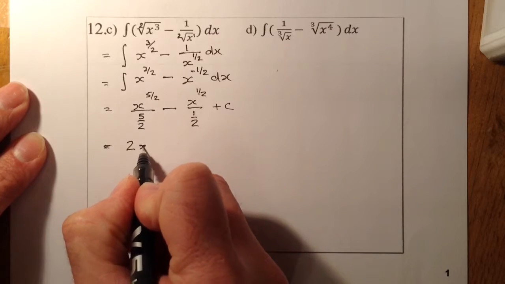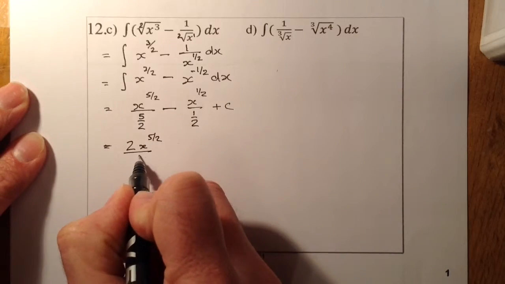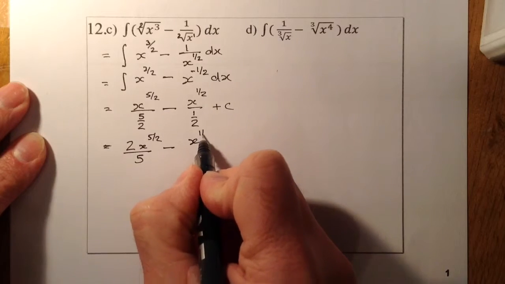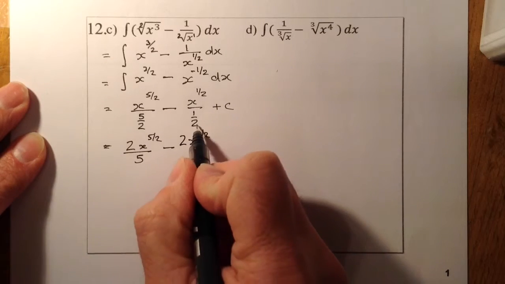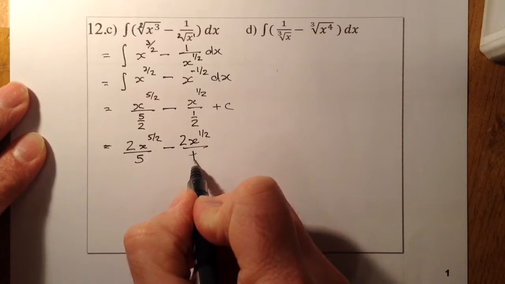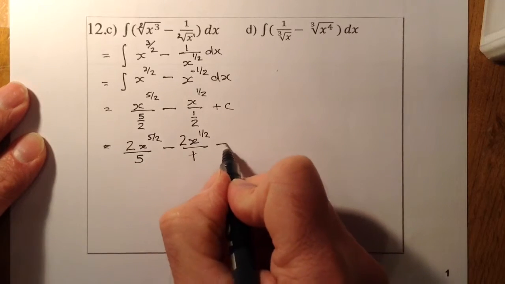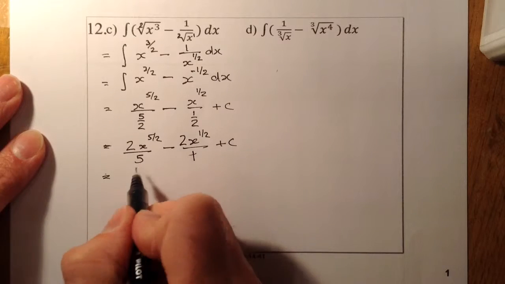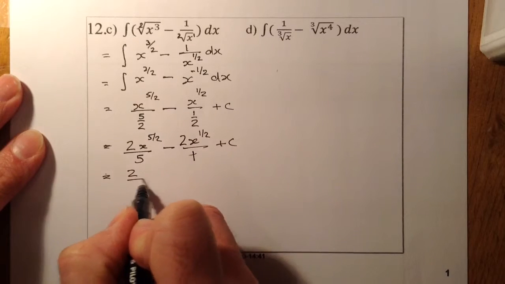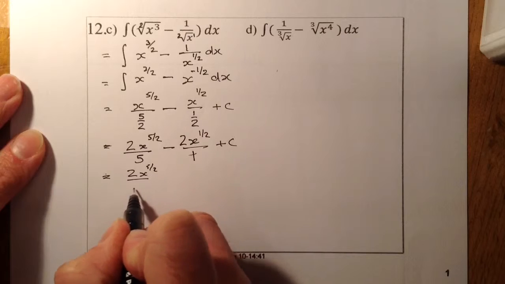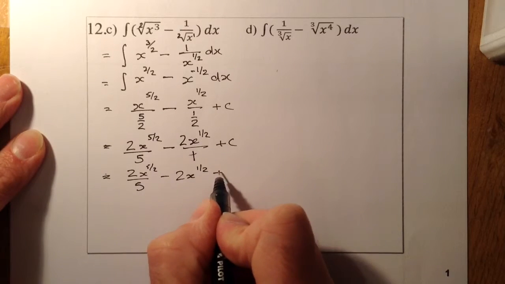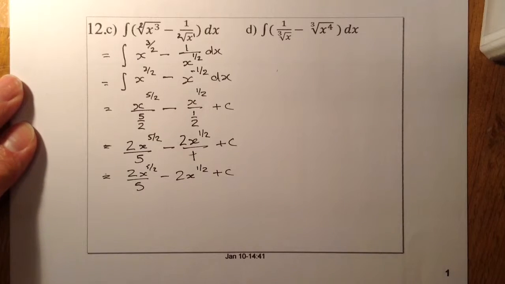So that will be 2x to the power of 5 over 2 all over 5. I've got minus x to the power of a half, and I've got a 2 in front there, and that will be a 1 on the bottom. And I'll just tidy that up as I go along. So just to look at that again, what I've got is x to the power of 5 over 2, 5 on the bottom, minus 2x to the power of a half, plus c, and I'll probably get my marks from there.